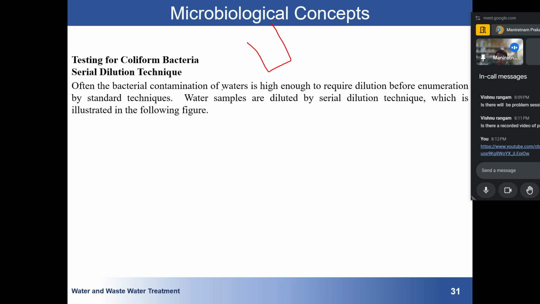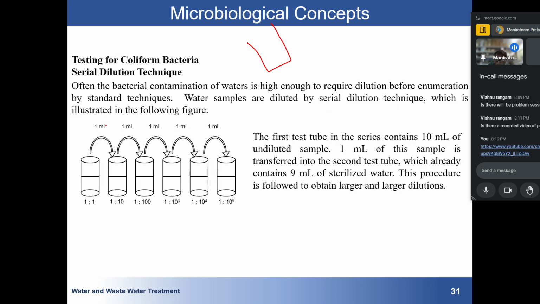Often the bacterial contamination of water is high enough to require dilution before enumeration by standard techniques. Water samples are diluted by the serial dilution technique, which is illustrated in the following figures. So this will be our original sample, which might contain a high amount of bacteria. I will take 1 ml of sample from here and add it in another beaker. Suppose it has a total volume of 10 ml.